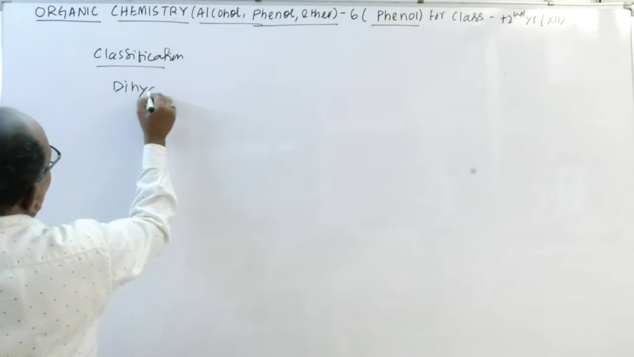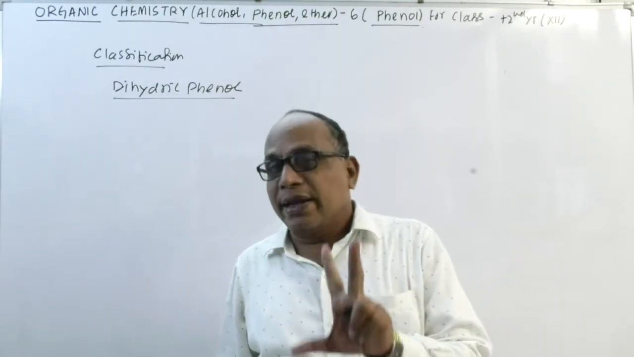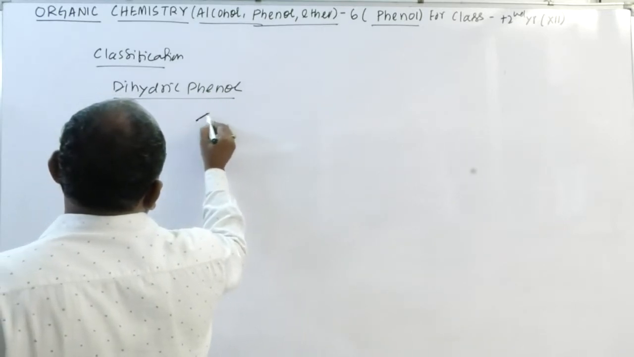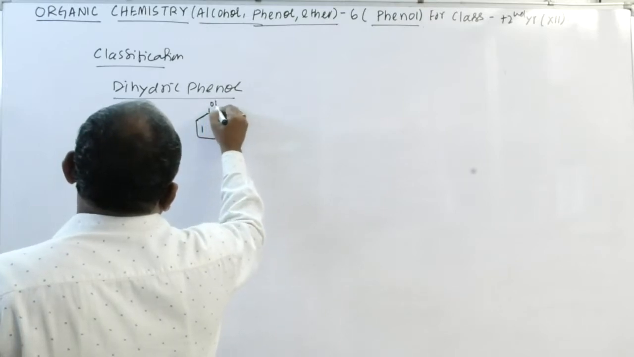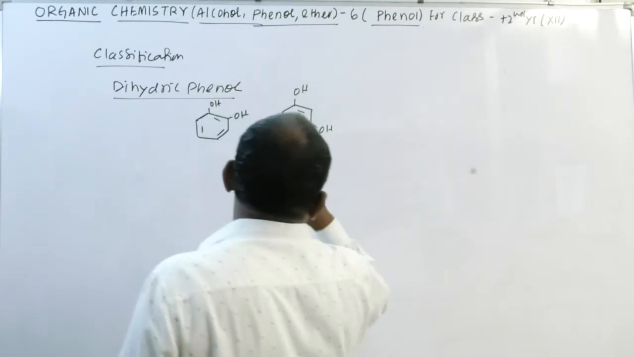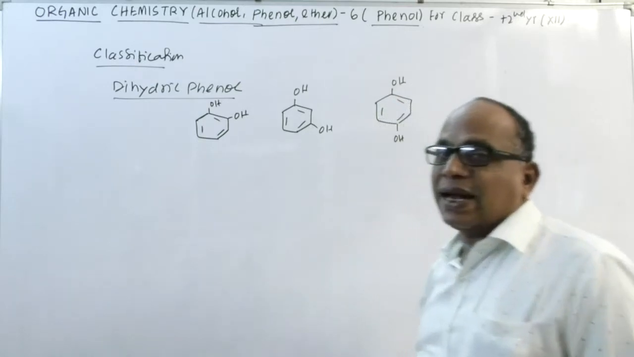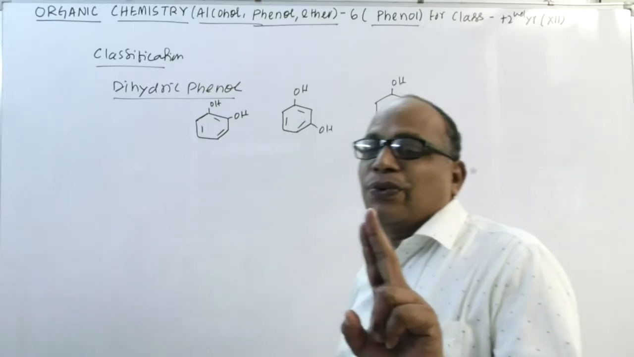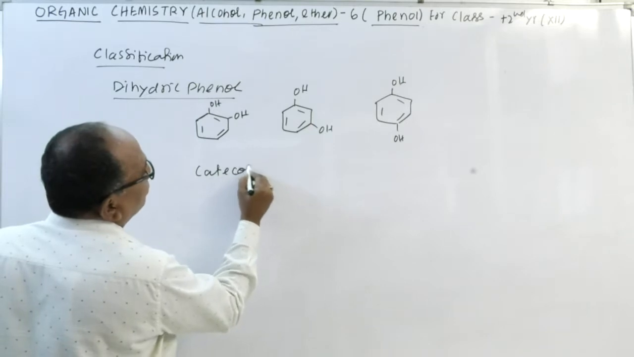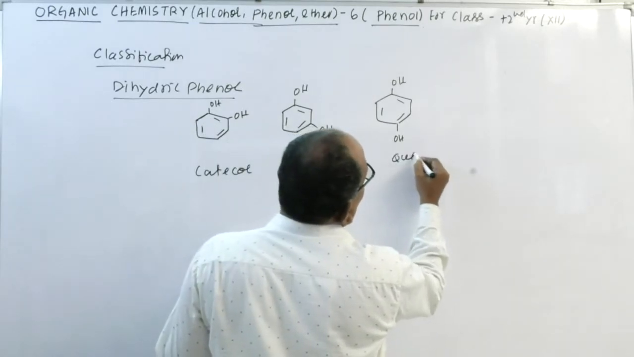Dihydric phenol means two OH groups per molecule, and the two OH groups are directly bonded to the benzene nucleus. And dihydric phenol is of three types. You see, these are the dihydric phenols because two OH groups are present in the benzene nucleus. This is called catechol, this is called resorcinol, and this is called quinol.